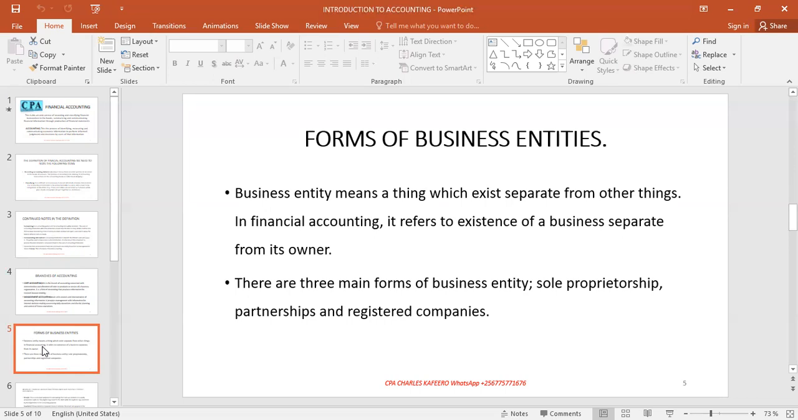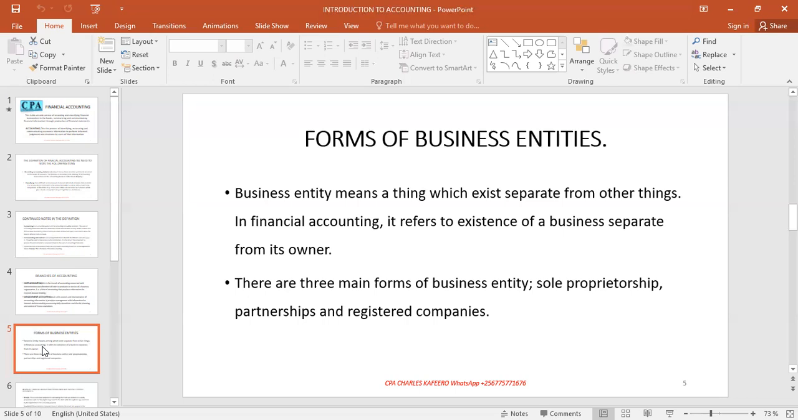It's not that whenever I have a business, I'm supposed to be connected to the business directly, though some cases have that, like the sole proprietor: when the sole proprietor dies, even the business dies. But in financial accounting, we are saying the business entity should be separate from its owner. By the time the owner dies, the business must stand. That's the interpretation. So the main forms of business entities we are going to be talking about here are the sole proprietorship, partnership, and the registered companies.